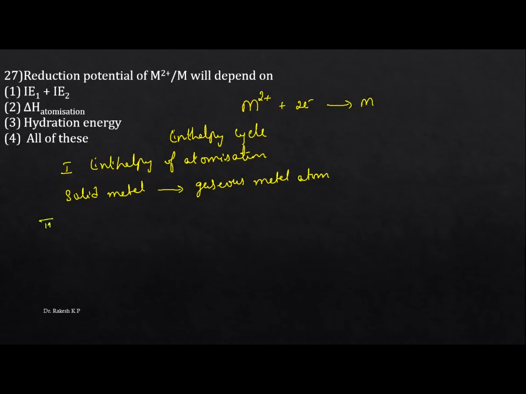The second step is the ionization energy. In this case, the gaseous metal atom will change to the gaseous metal ion. Suppose this is the metal in gaseous form; now I am going to indicate that as M plus. It is also a gas, but here we are talking about M2 plus. That means it has to lose one more electron, and here we get M 2 plus, again a gas.